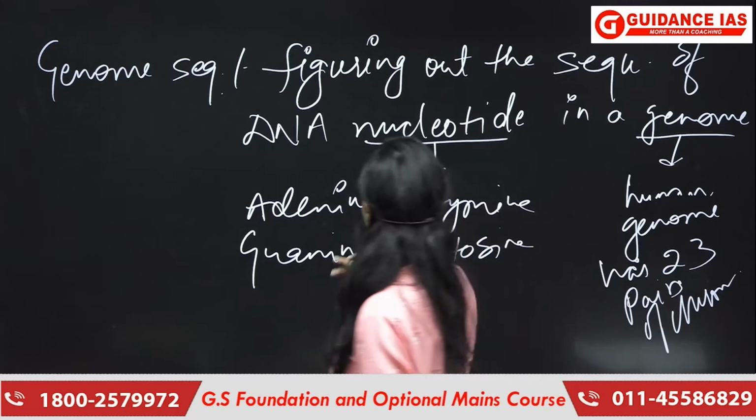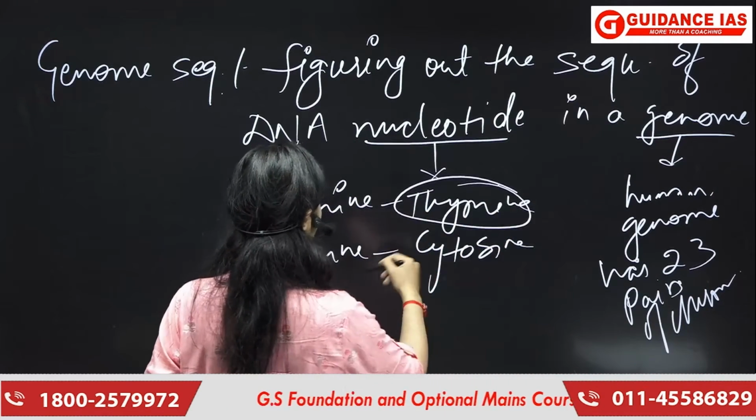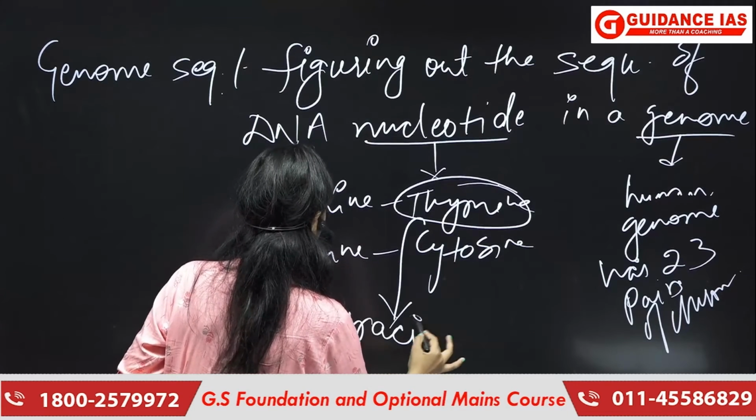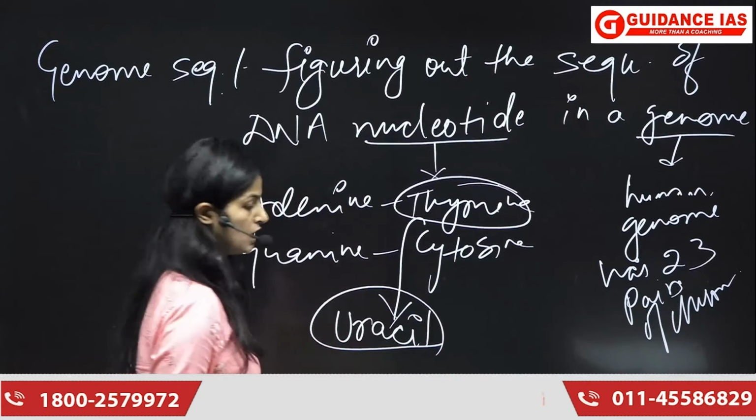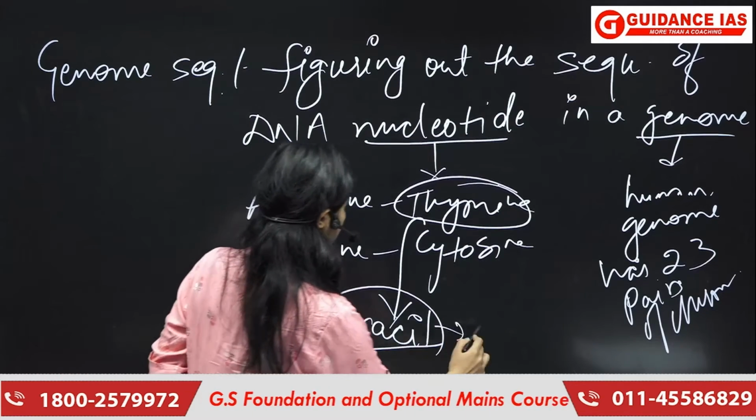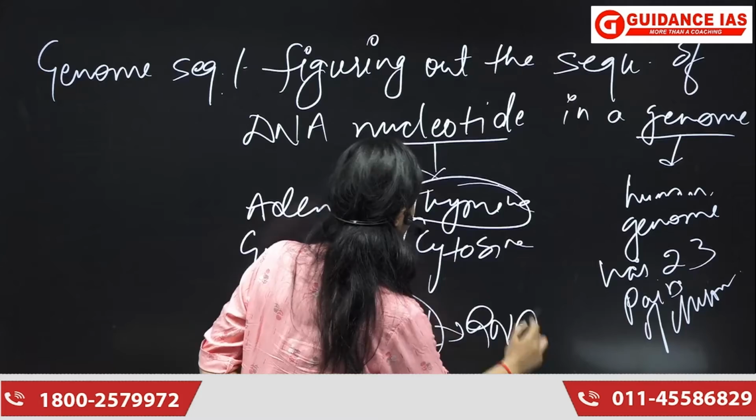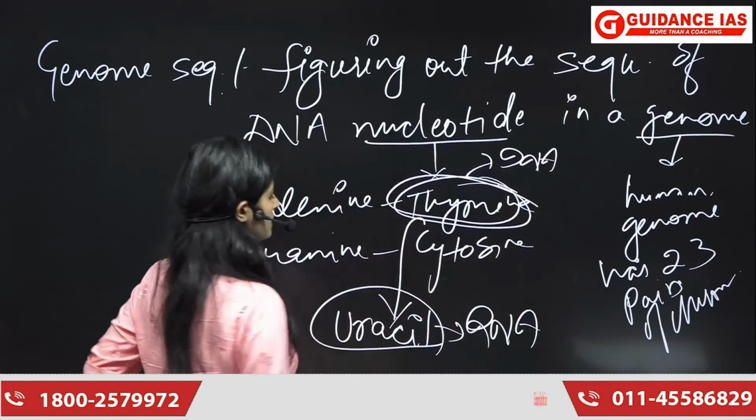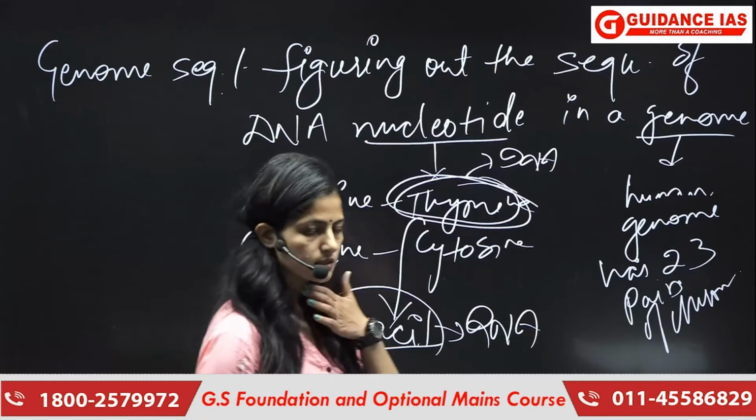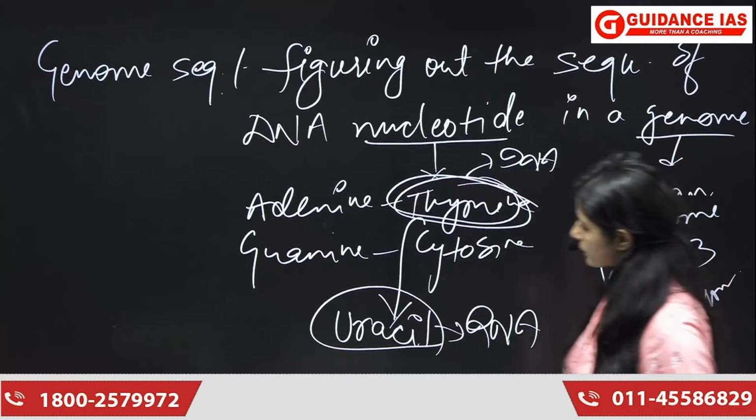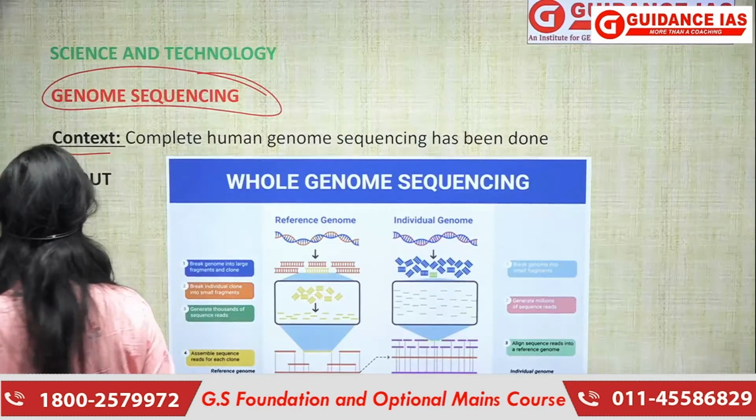ठीक है, अगर हम RNA की बात करें तो DNA में thymine gets replaced with uracil. ठीक है, so whenever you see uracil, you must understand that we are talking about RNA. ठीक है, uracil होता है RNA में, whereas thymine is present in DNA. ठीक है, RNA is ribonucleic acid, DNA is deoxyribonucleic acid, right? So coming back to our slide.